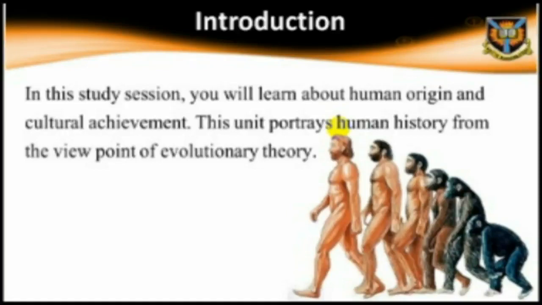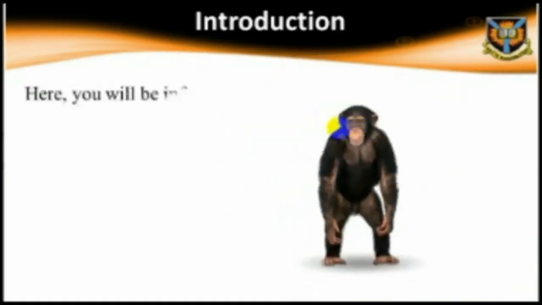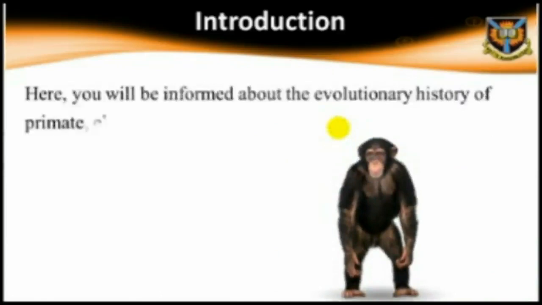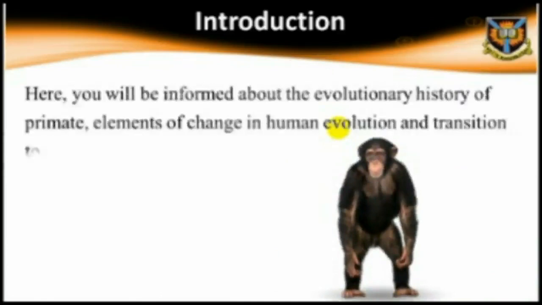This unit portrays human history from the viewpoint of evolutionary theory. Here, you will be informed about the evolutionary history of primates, elements of change in human evolution, and transition to civilization, among others. You may want to ask, what then are the changes in human evolutionary process? What factors influence human evolution? What is cultural behavior and achievements?